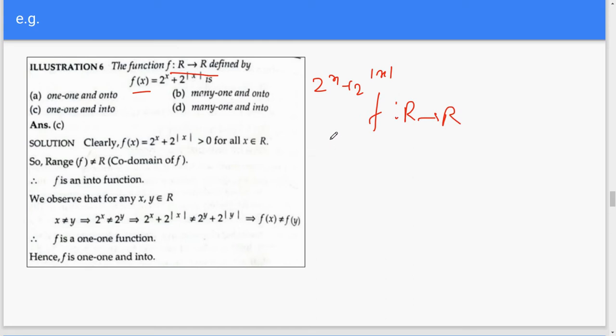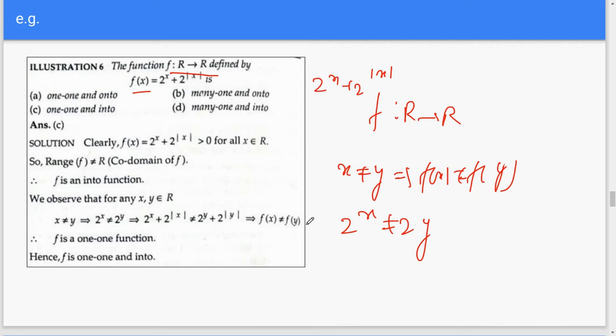So for one-one, how do you check a one-one function? For one-one, we check that if x is not equal to y, then this implies f(x) is not equal to f(y). So this is the one-one function. Obviously, if x is not equal to y, this implies 2^x is not equal to 2^y. This implies 2^x + 2^|x| is not equal to 2^y + 2^|y|.